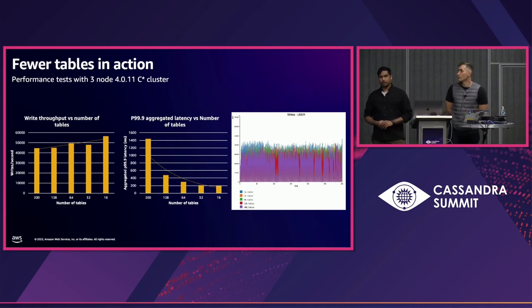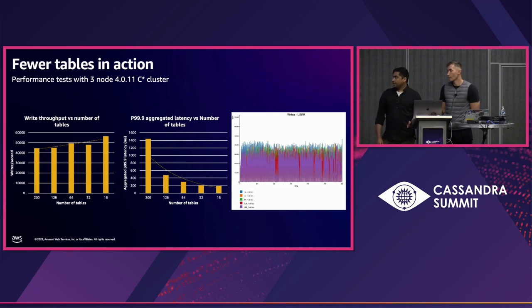We ran it against a 3-node 4.0.11 version of Cassandra, on T2 XL EC2 machines. We simulated a load test using the Cassandra stress load test tool, which is packaged with your Cassandra binaries. We simulated a worst case traffic pattern where our traffic was majorly inserts, and the traffic was uniformly distributed across all tables in the cluster. As you can see here, as we decrease the number of tables in the cluster, we see a linear improvement in write throughput, and a much more significant win in our tail latencies. So we see significant improvement in P99.9 aggregated latency against the number of tables, right?